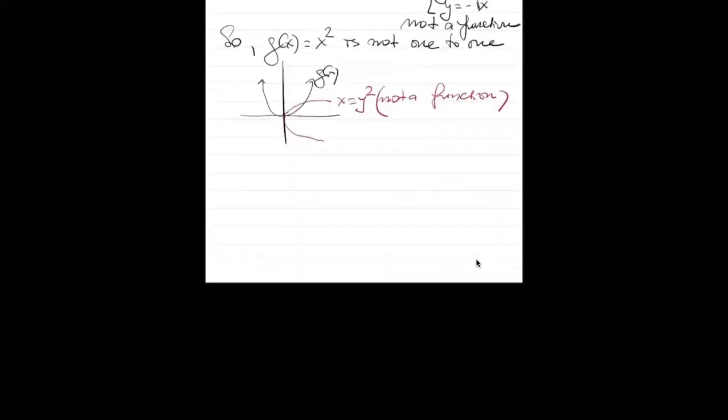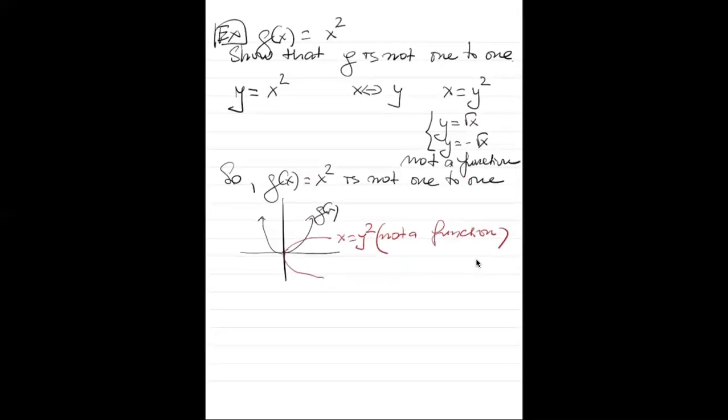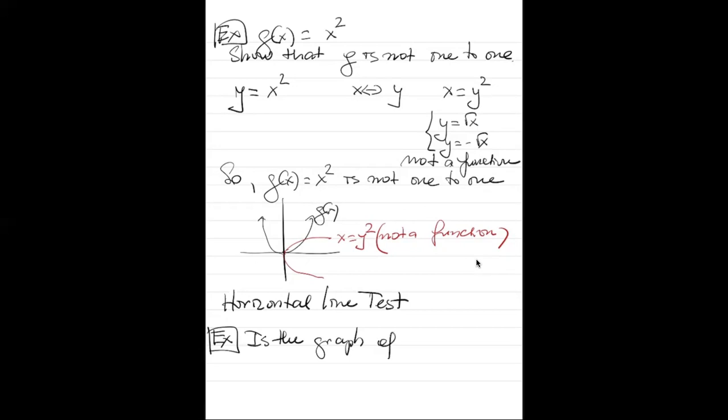So we have a test that tells us whether a graph is a graph of a one-to-one function or not. We call it the horizontal line test. And it works like this. If a horizontal line intersects the graph in more than one point, then it is not one-to-one. So example, is the graph of a one-to-one function?